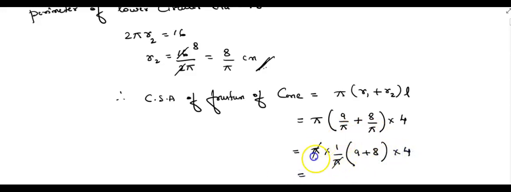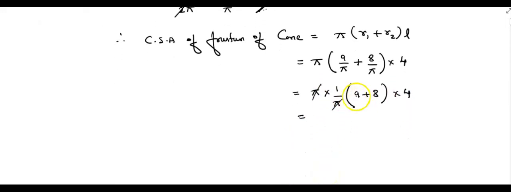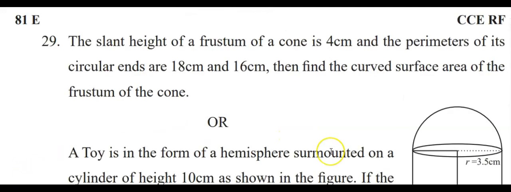Then this pi gets cancelled. Now what is left? 9 plus 8, that is 17, into 4. How much is 17 into 4? That is equal to 68 centimeter square. So this is the curved surface area of the frustum of the cone. We have found the curved surface area of the frustum of the cone.